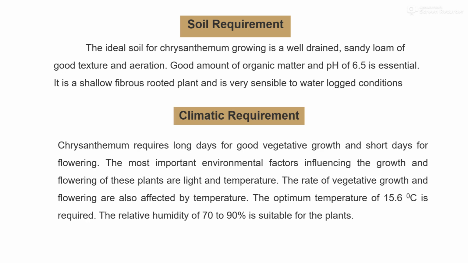Now regarding the climatic requirement, chrysanthemum requires long day conditions for vegetative growth but short day conditions for flowering, and that's why we can call chrysanthemum a short day plant. The most important environmental factors influencing the growth and flowering of this plant are light and temperature. The rate of vegetative growth and flowering are also affected by temperature. Optimum temperature is 15 to 16 degrees Celsius, but it can be grown within a 20 to 28 degrees Celsius range. Relative humidity for this crop is 70 to 90%.